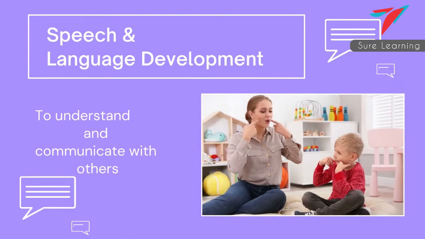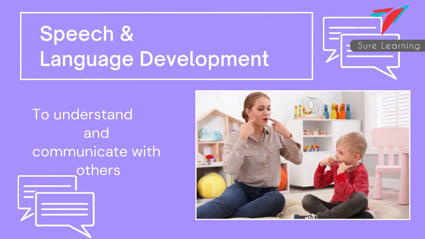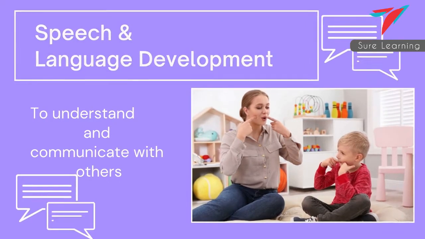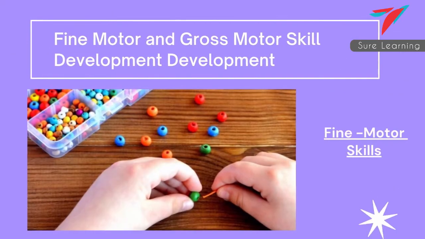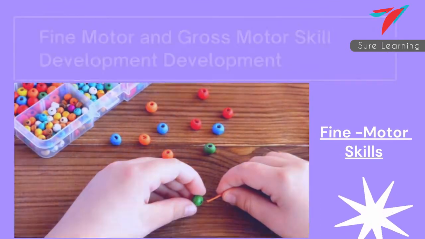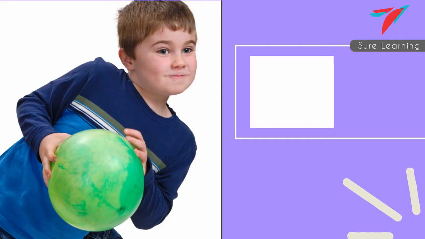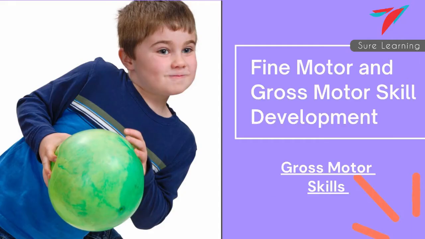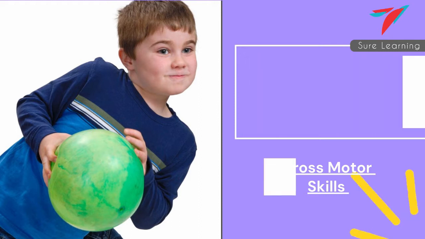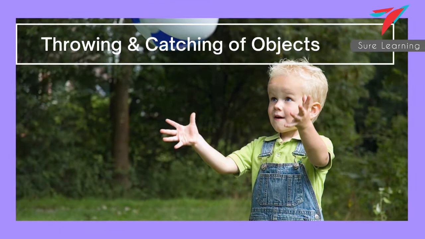Speech and language development. The development of speech and language refers to the skills children use to understand and communicate with others. Fine motor and gross motor skill development. Fine motor skills involve the movement of the smaller muscle groups in your body. For example, how the child is holding his pencil. Gross motor skills involve movement of the larger muscle groups like the arms and the legs. For example, how the child is throwing or catching objects.